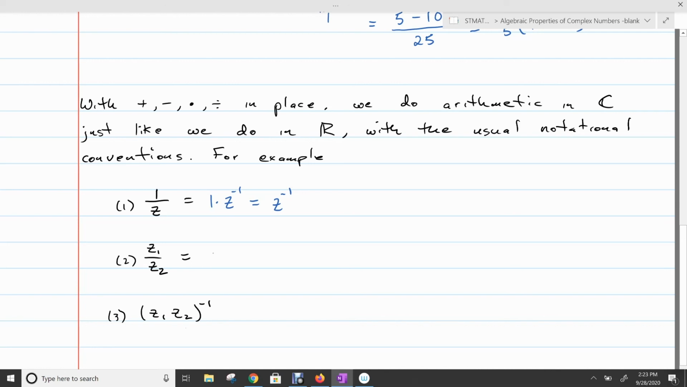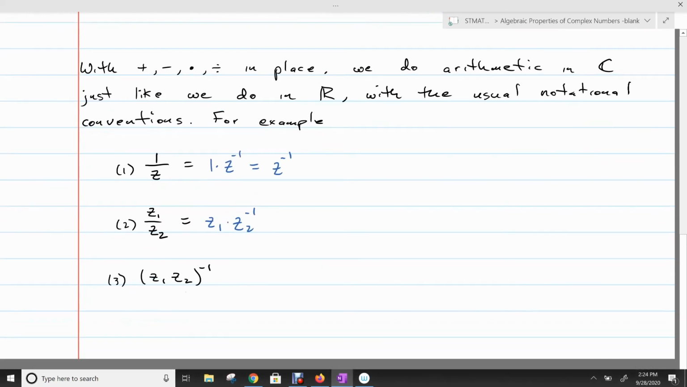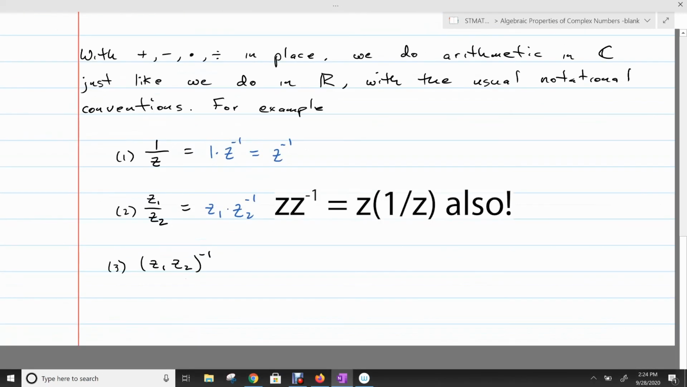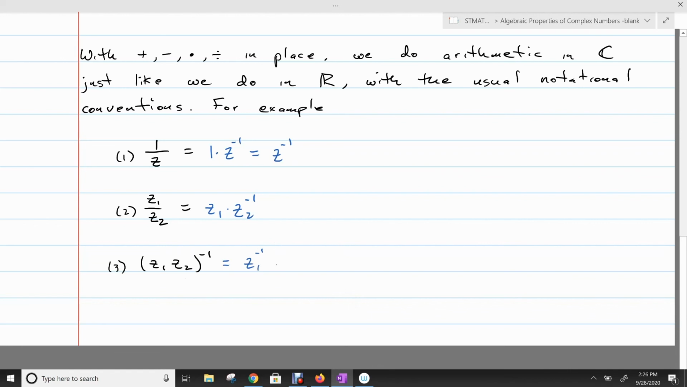Of course, we already said this one. If we want to write a division as a product, we can just definitionally write z1 over z2 as z1 times z2 inverse. How do you do on the third one here? We could ask, what is z1 times z2 inverse? We kind of know what we hope the answer is. We hope that we can distribute the exponent. Well, I claim that this would actually be z1 inverse times z2 inverse, like this.